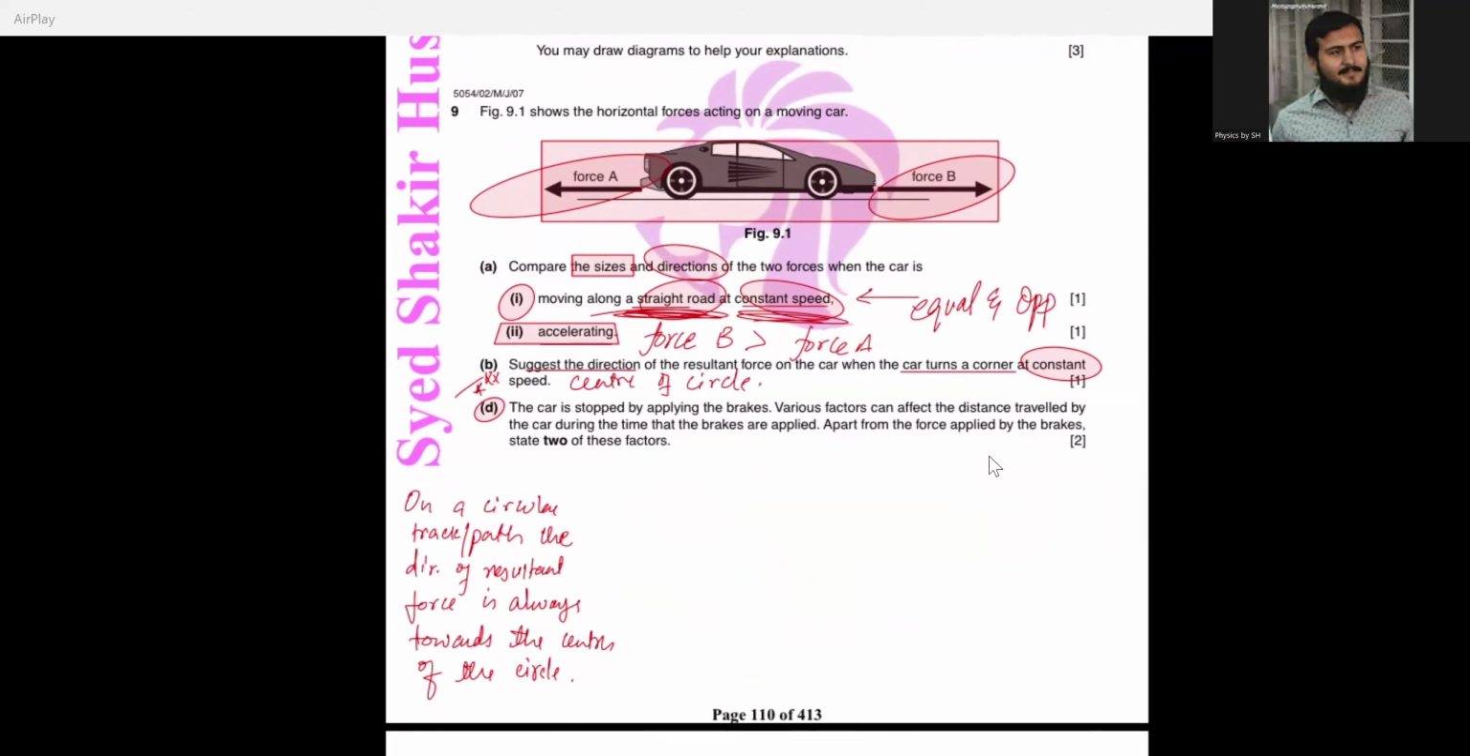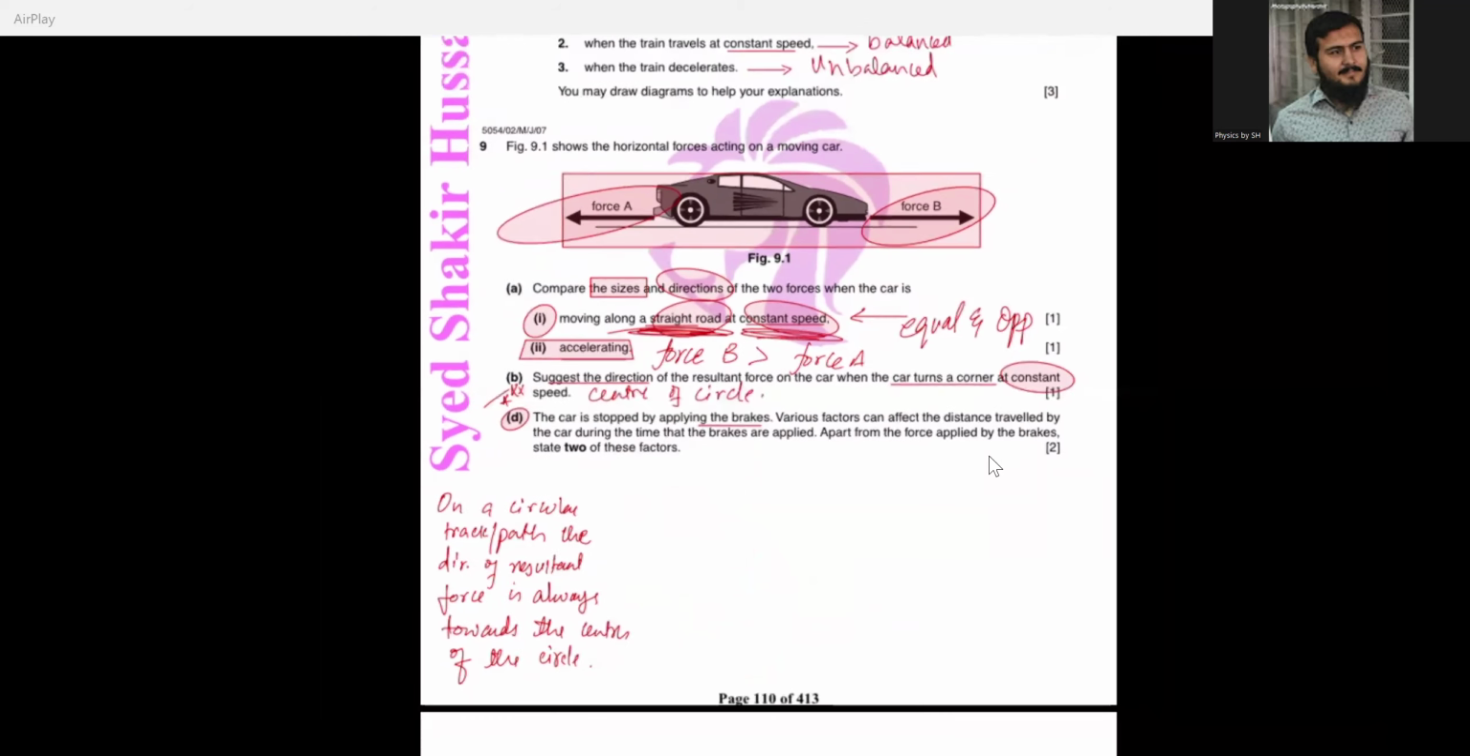Car is stopped by applying brakes. जाहिर है ऐसी stop हो सकती है. Various factors can affect the distance traveled by the car during the time brakes are applied. जब brakes apply हो रही हैं, उस वक्त जो distance cover हो रही है, उस distance को क्या बोलते हैं?